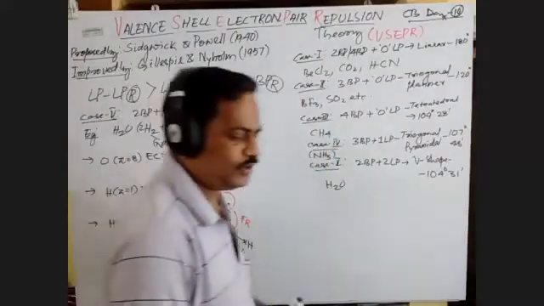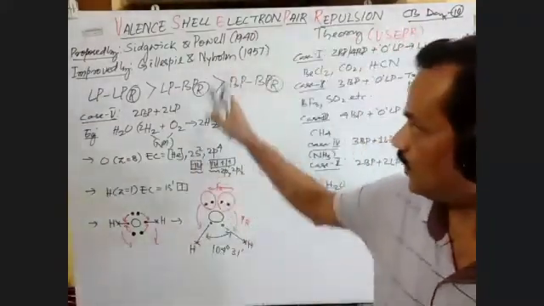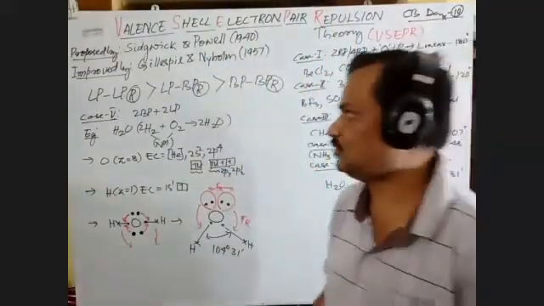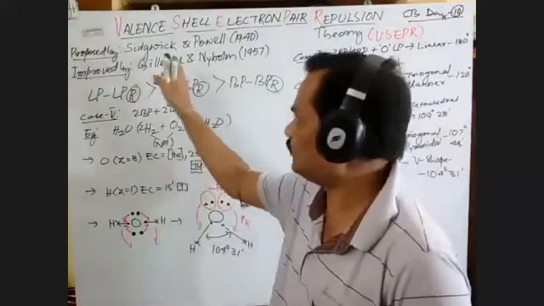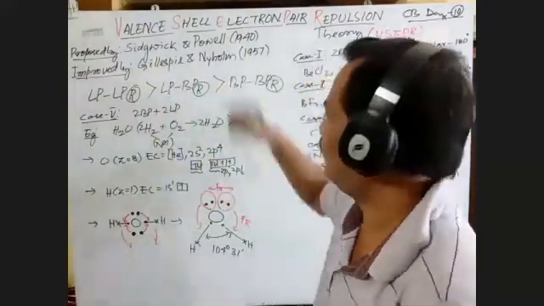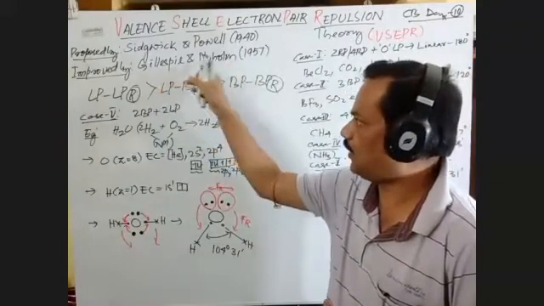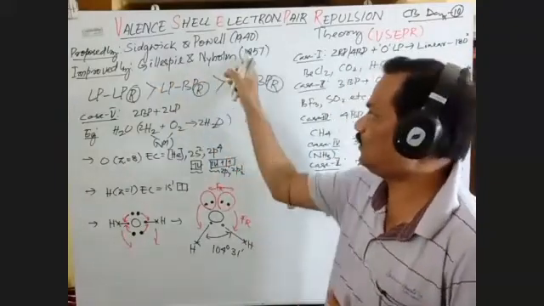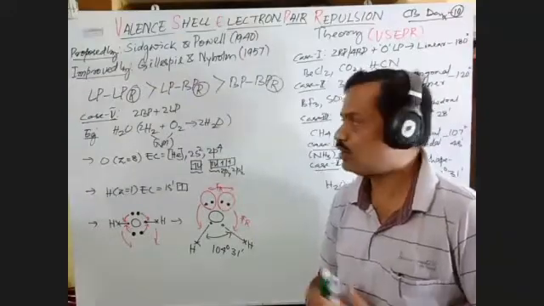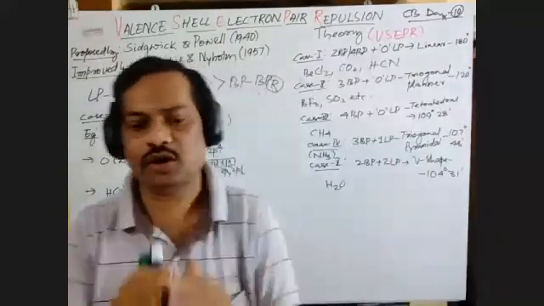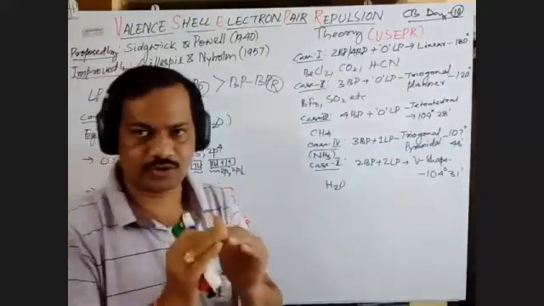This theory we call valence shell electron pair repulsion theory, which was proposed by Sidgwick and Powell in 1940 and improved by Gillespie and Nyholm in 1957. It is generally used for predicting the structure of the molecule.